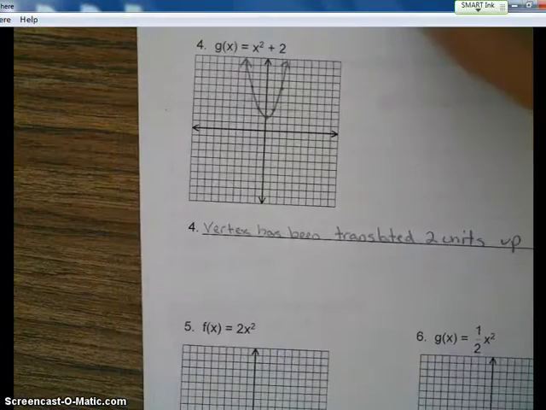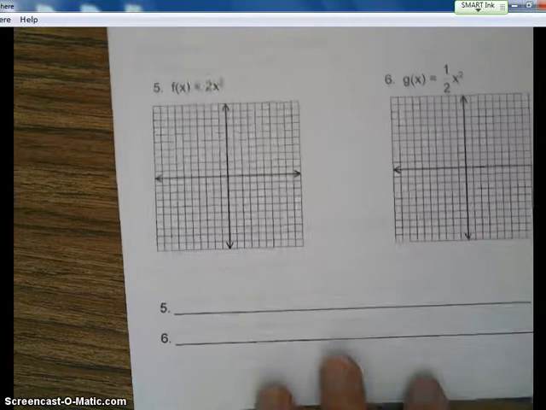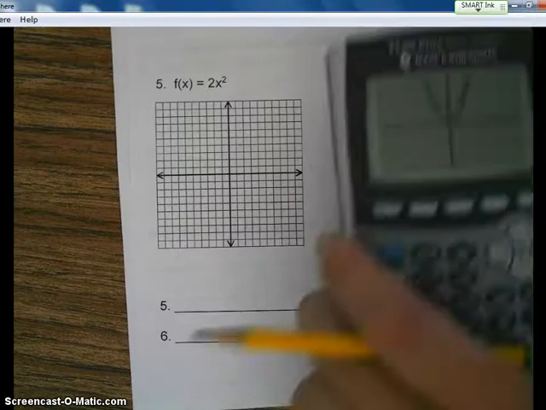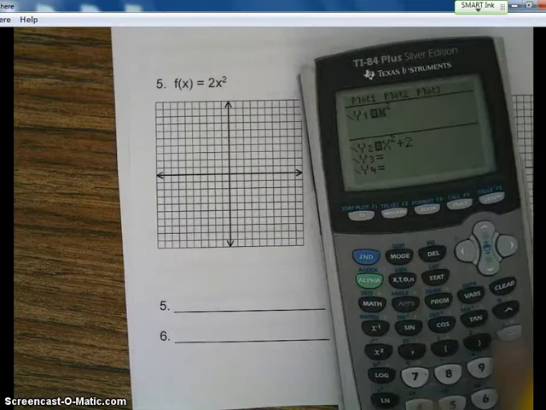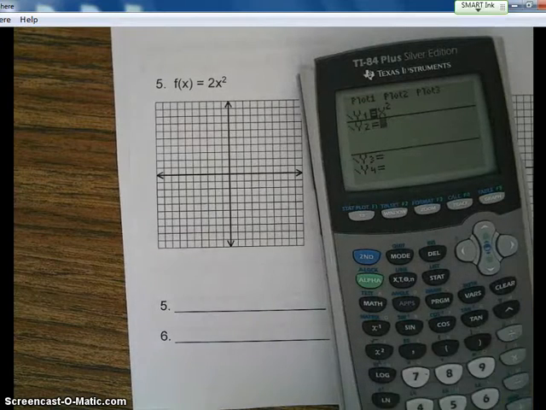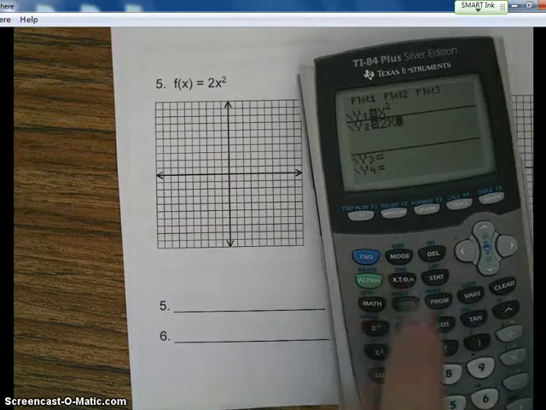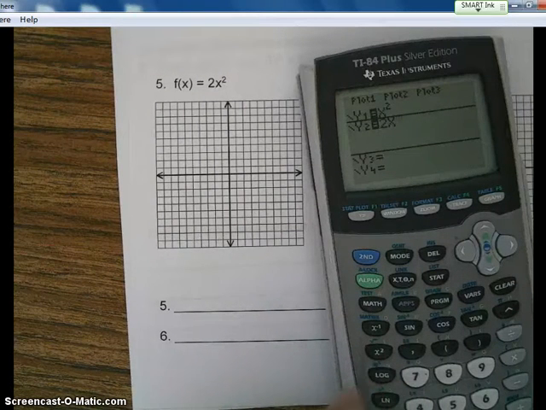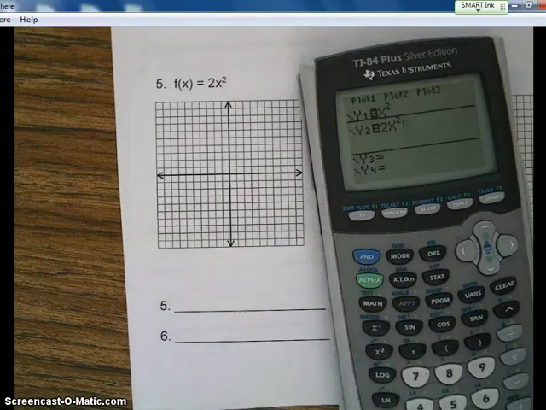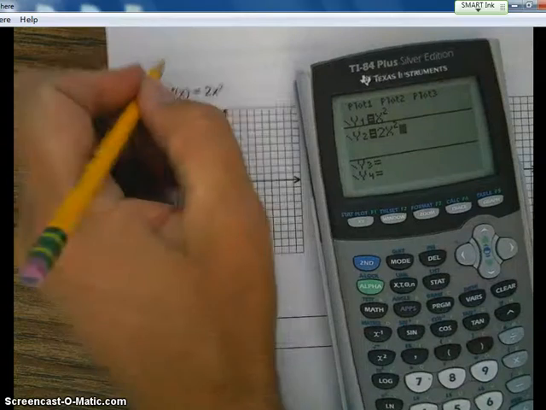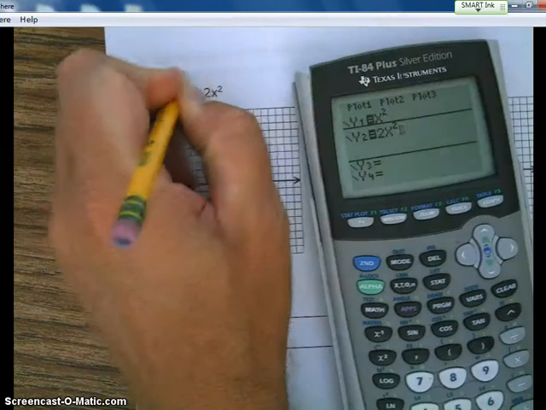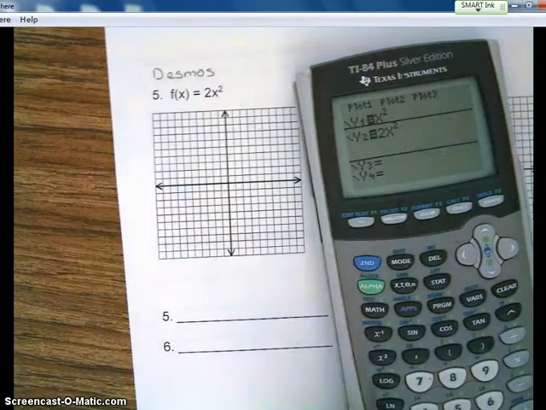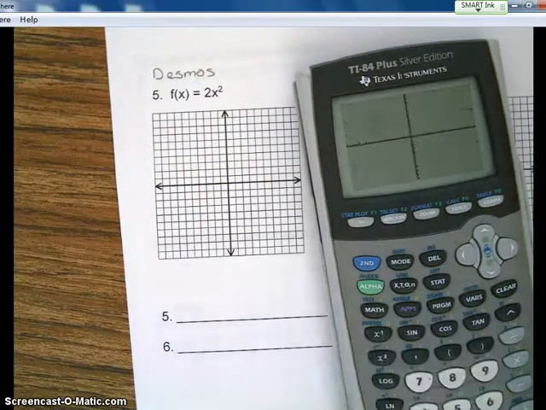All right, let's take a look at number 5, and we'll plug that one in. If you don't have a graphing calculator at home, but you do have access to the internet, there's a website called Desmos that works really nice for graphing. Let me write that down here. Check it out. Graphing calculator.